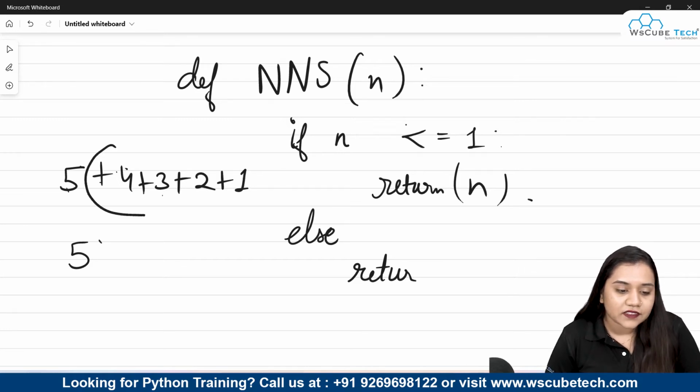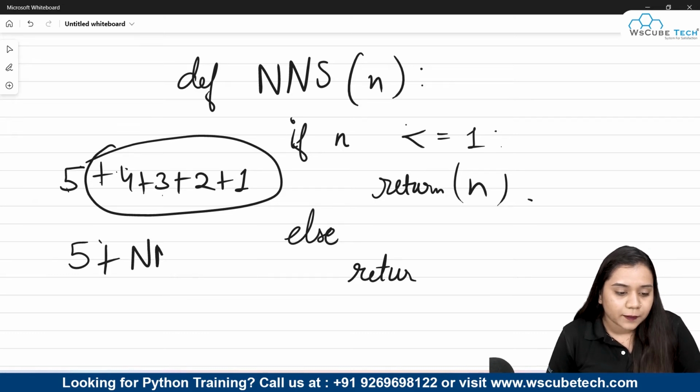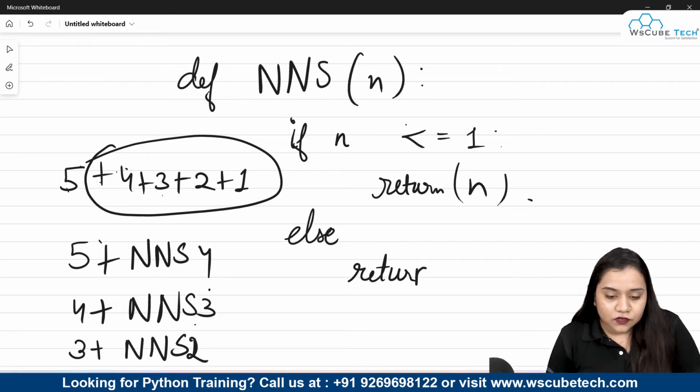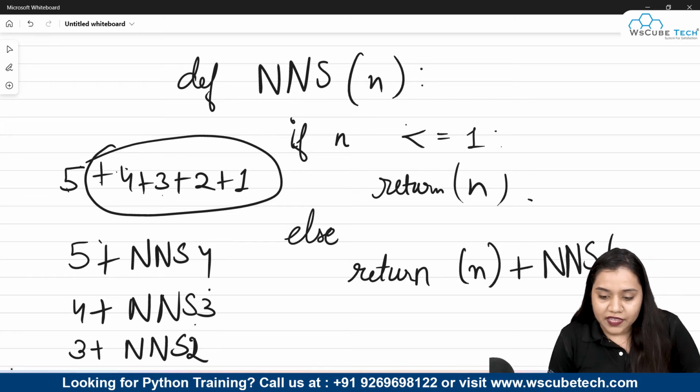So how will I find the sum of n natural numbers up to here? That would be our natural number sum of 4. And if I want to find the natural number sum of 4, then I can write 4 plus natural number sum of 3. If I want to find the natural number sum up to 3, then I need to write 3 plus natural number sum up to 2. So this same formula we need to write over here: return n plus natural number sum of n minus 1.